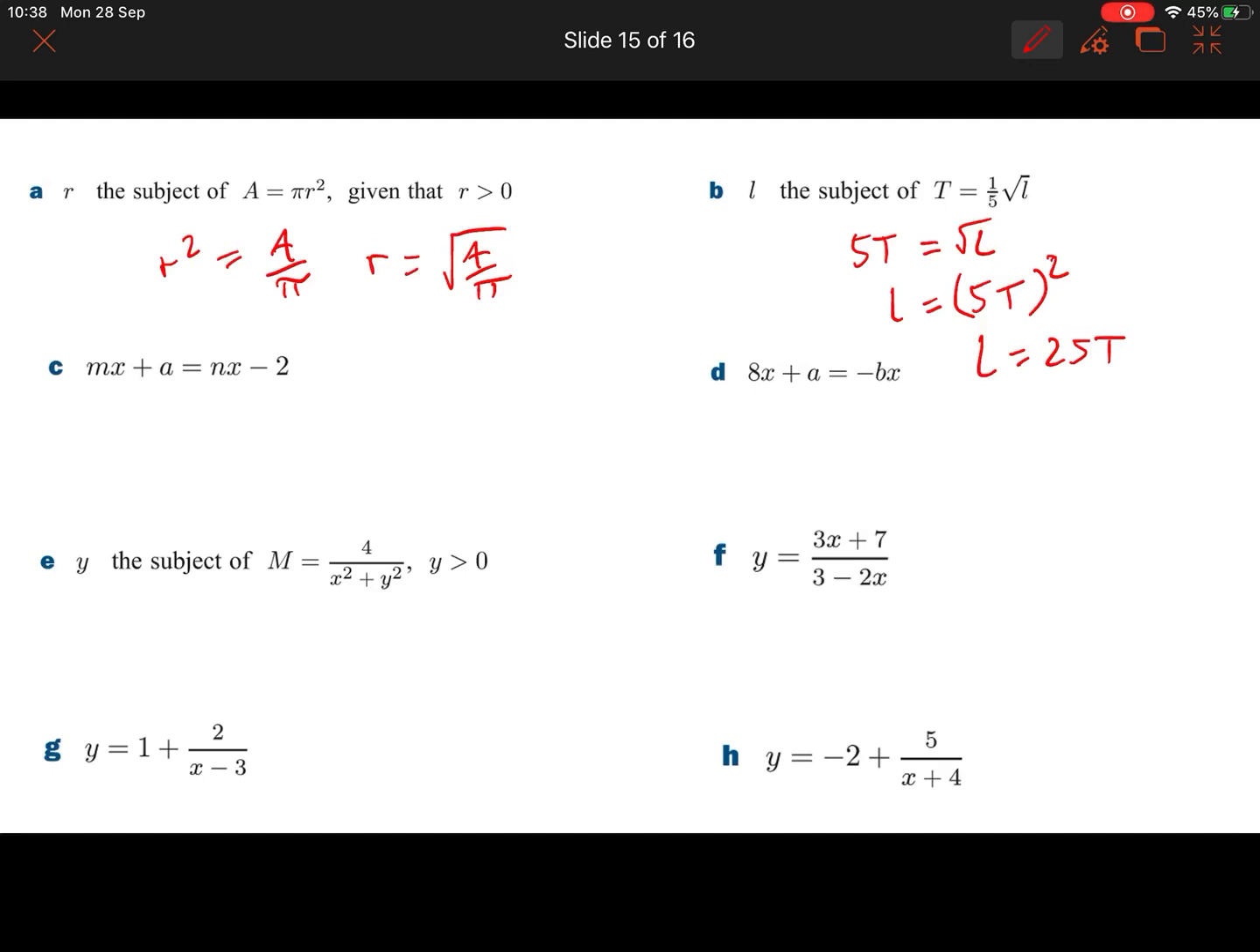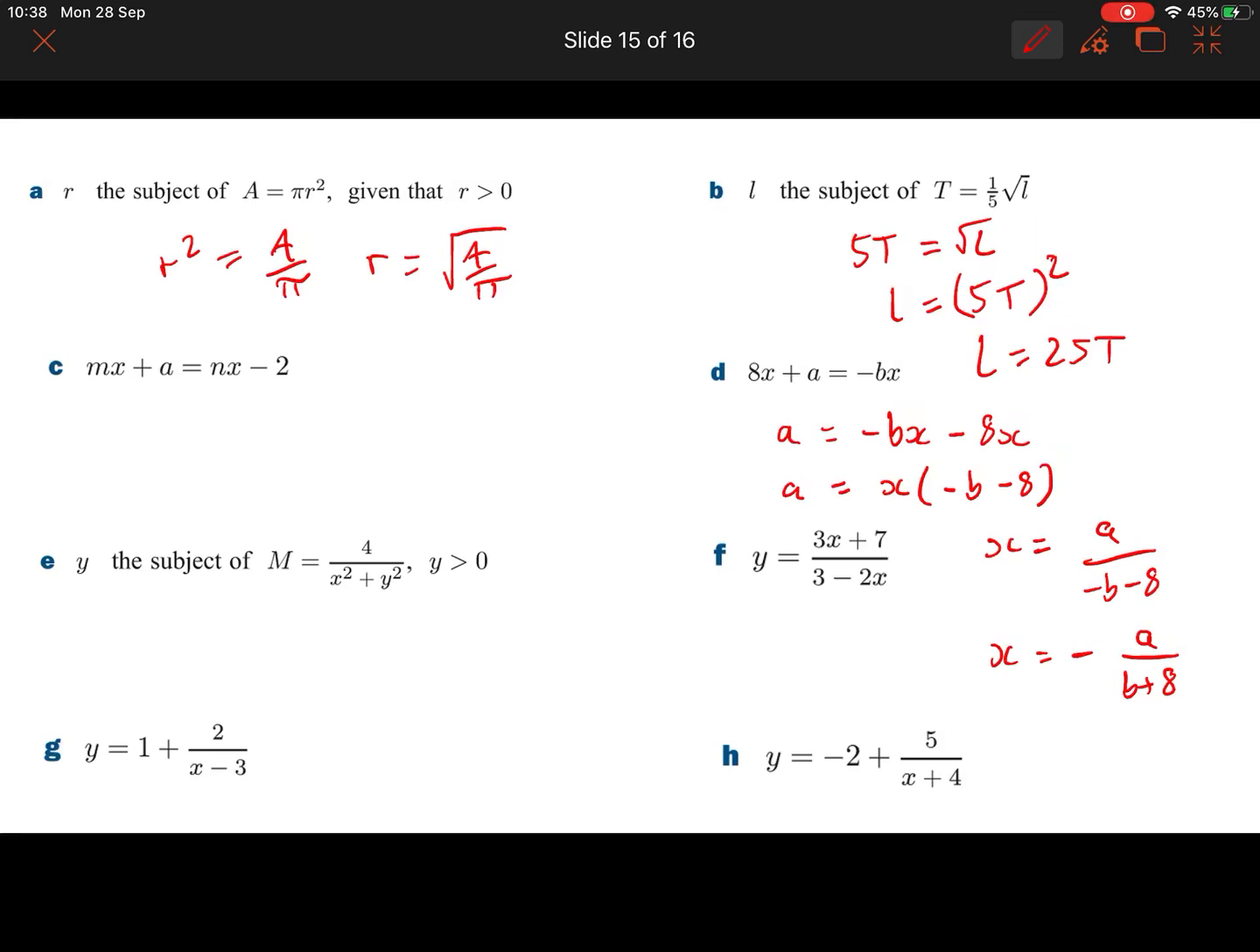Okay. Same with D. Maybe this will clear up why the other one had the same answer. This time I'm going to do something slightly different. I'm going to take away 8x from both sides. So I'm going to get a is equal to minus bx minus 8x. Okay, factor out the x. Okay, so x is equal to a over negative b minus 8. Which actually is the same thing as negative a over b plus 8. Okay.